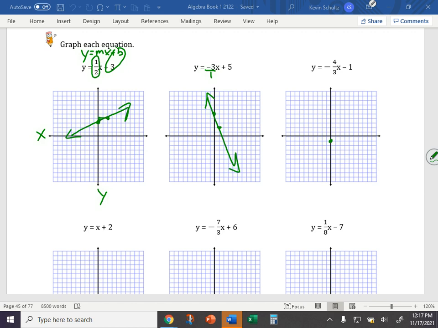Down 4, right 3. Right from our y-intercept point. So that's why we plot that one first. So down 4, right 3, going to be right there. And there we have the line.